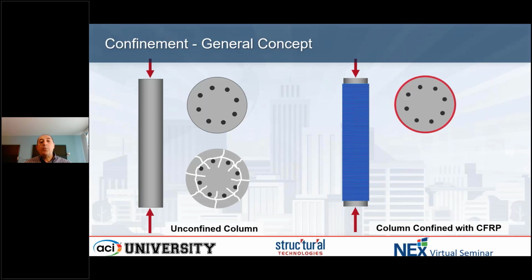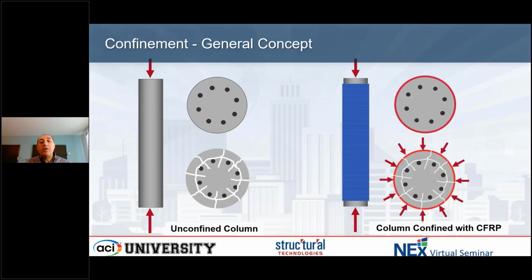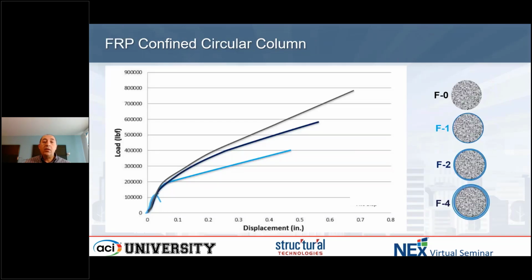The benefit of FRP, or an external jacket in general, is that when you confine the section, you maintain the entire cross section, so you don't lose part of the cross section. And by preventing failure of the concrete, you're increasing its axial capacity and ductility. Let me show you an example of how that can happen in the lab.